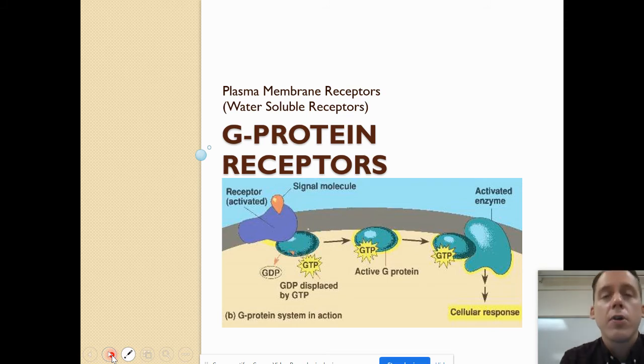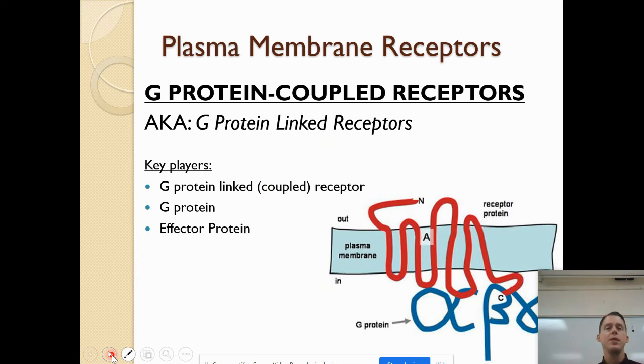Okay, our third type of receptor is a G protein receptor, and this is maybe the most complicated one, but it's also very common, and we're going to look at a number of examples of this. So there are three main parts of a G protein coupled receptor. There is the G protein coupled receptor, which is bound to the membrane. It's usually like a transmembrane protein. We have the G protein, which is made up of a few subunits, and it is attached to the other part. And then we have an effector protein.